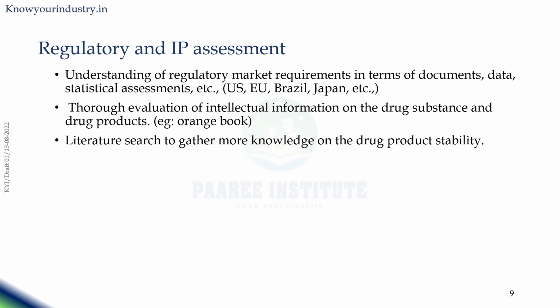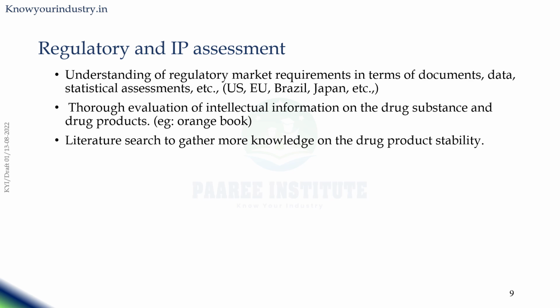Similarly, there are other countries that also have their own agencies where they can give you certain guidance and procedures for any kind of pharmaceutical product registration. Once you have this, you should have a thorough evaluation of your intellectual property information for the drug substance as well as the drug products. You can get this information through an official website called the Orange Book.